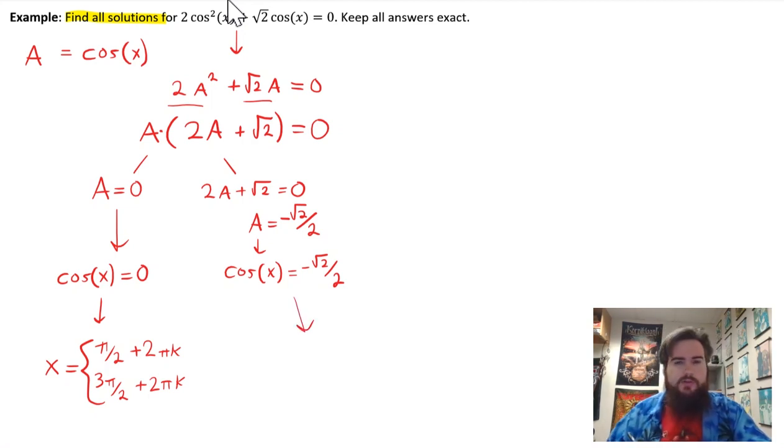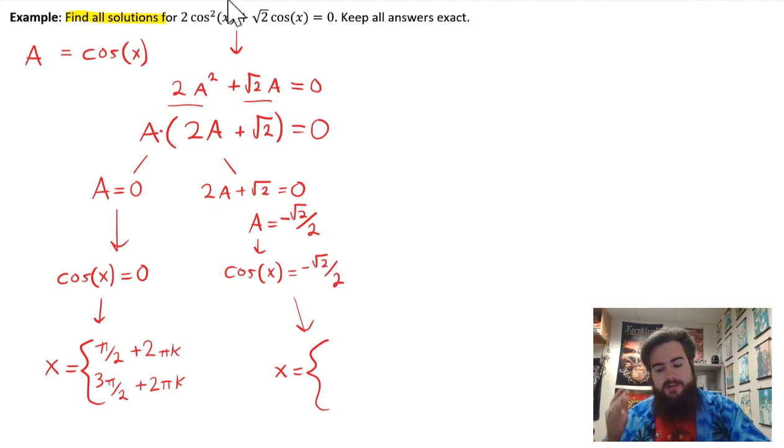But first, let's address the second set of solutions, where cosine of x is equal to negative square root of 2 over 2. Again, when I apply an inverse cosine function in order to get x by itself, I should not need to keep it as arc cosine of negative square root of 2 over 2, because I should know where cosine equals negative square root of 2 over 2.